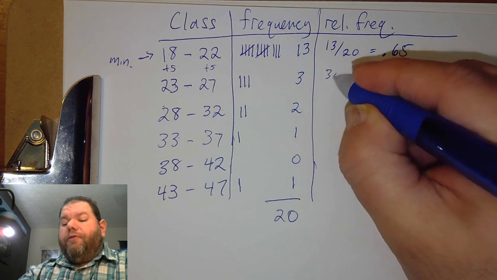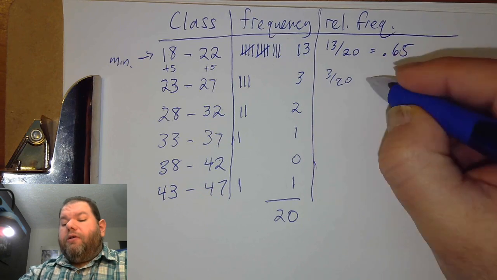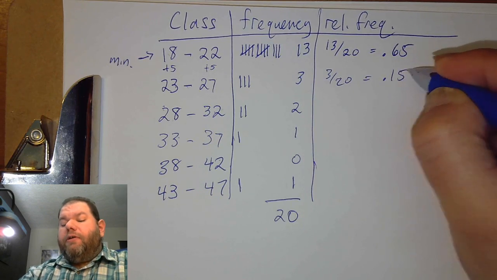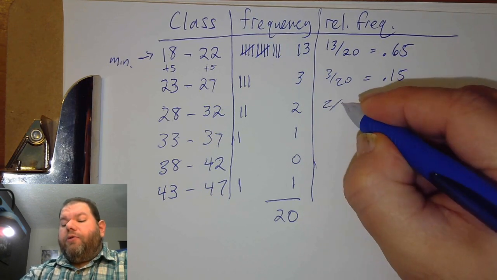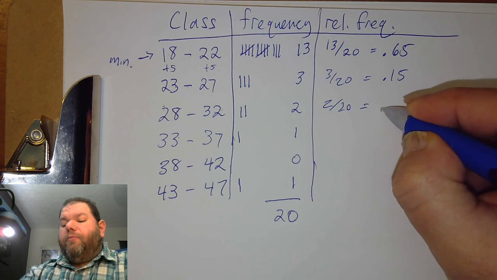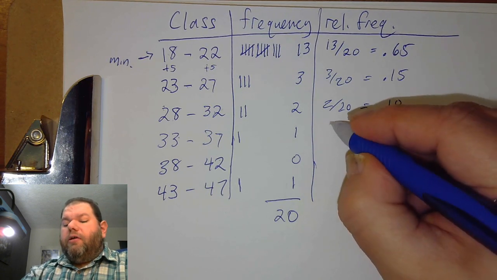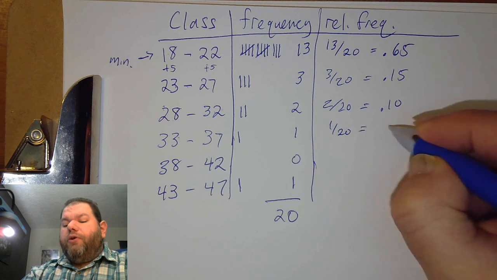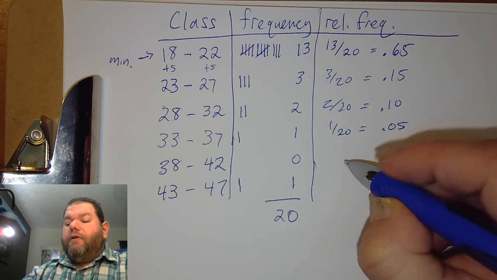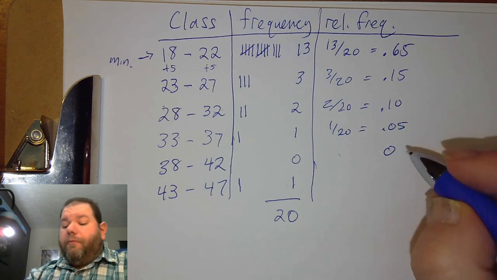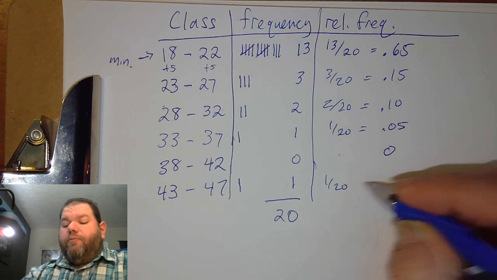So 3 over 20 is 0.15. 2 over 20 is 0.10. 1 over 20 is 0.05. That one's 0. And then 1 over 20 is still 0.05.